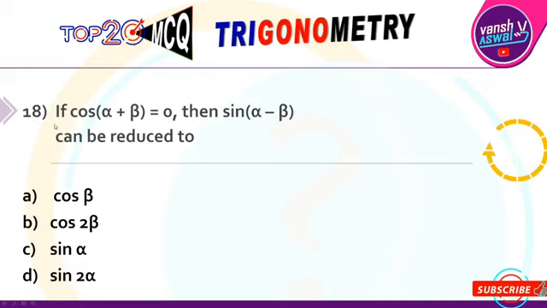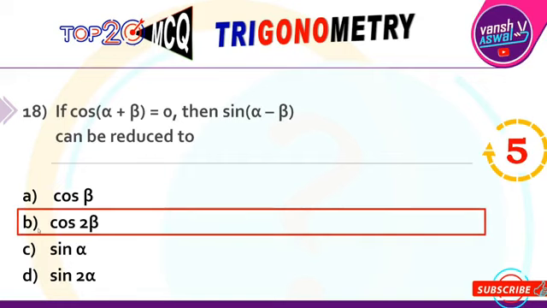Question number 18, if cos alpha plus beta is equal to 0, then sin alpha minus beta can be reduced to. Correct answer is cos 2 beta.